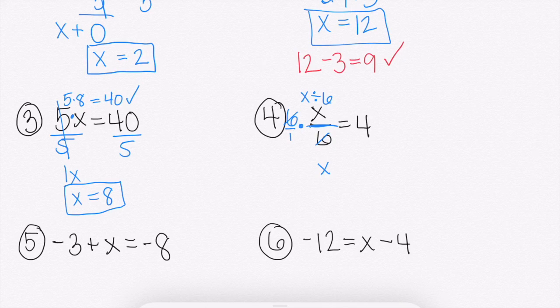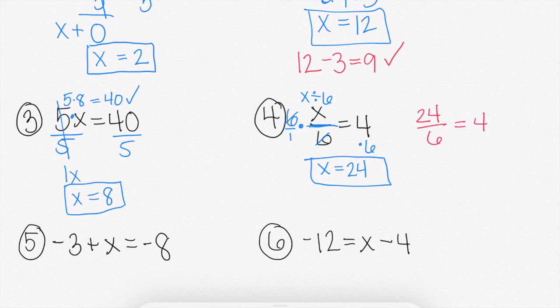Okay, but we multiplied by 6 on the left side, so we have to do the same thing to the right side. 4 times 6, 24. Let's go ahead and check that. So if we replace x with 24 over 6, does 24 divided by 6 get us 4? Yes, it does. We know we got it right.